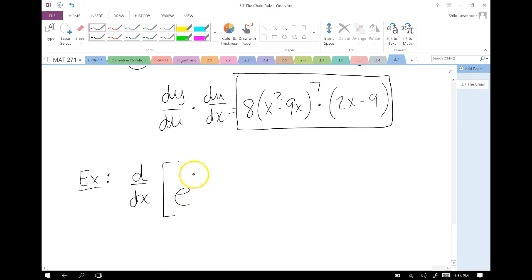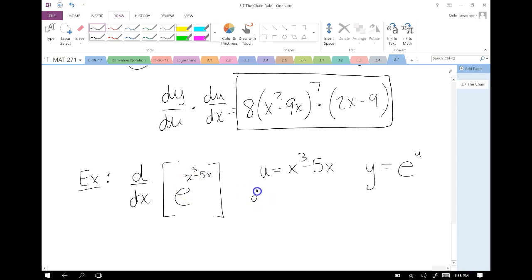The derivative for e to the x cubed minus 5x. We're going to let u be equal to the inside stuff. And we're going to replace and let y equal what we see when it's replaced. So y is equal to e to the u.